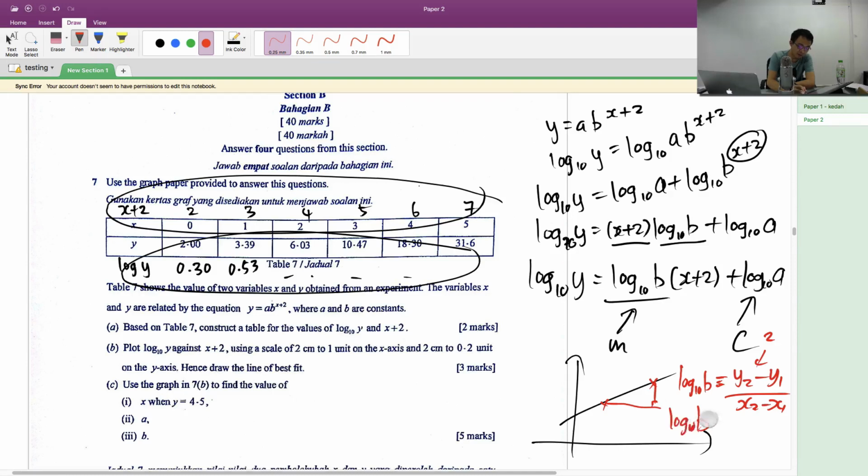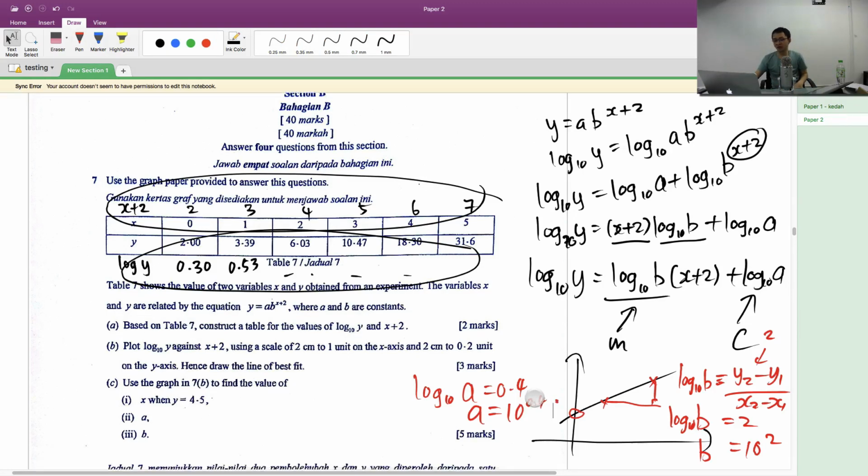Then I want to do log 10 b equals 2, b equals 10 to the power of 2. So b equals 100. Alright, and then you want to find A. A is the vertical intercept. So let's say the vertical intercept is 0.4. Then you just do log 10 A equals 0.4. A is just 10 to the power of 0.4. Alright, it's very easy.